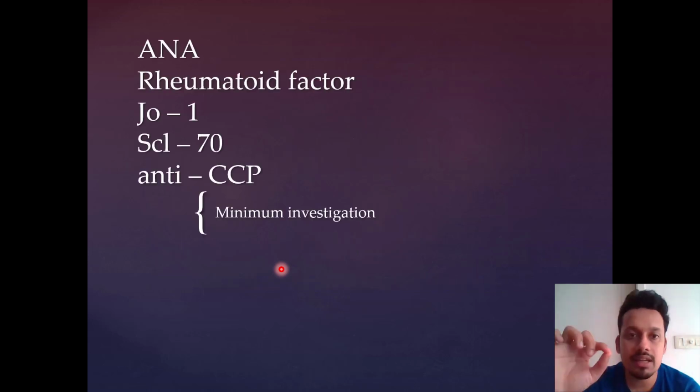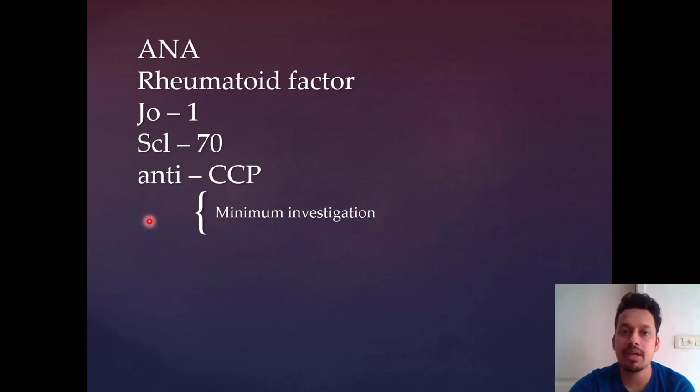And this is a very important and practically useful set of minimum investigations which are to be done in a patient with NSIP, and I always do this in any case which is suspected of NSIP. ANA, rheumatoid factor, JO1, SCL70 and anti-CCP are the minimum investigations to be done.